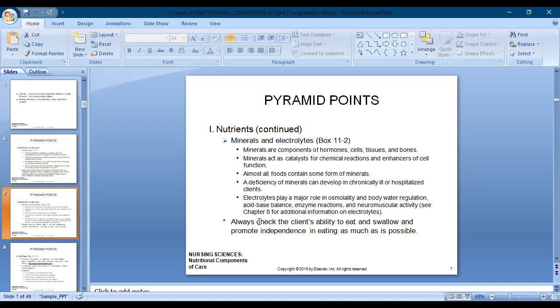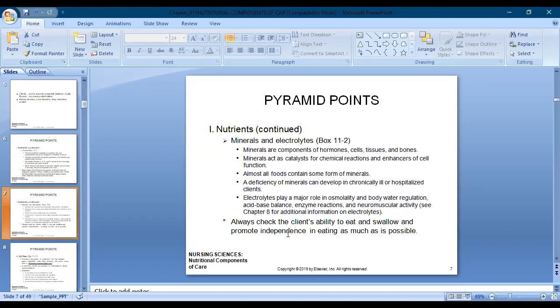Also, always check the client's ability to eat and swallow, and promote adequate eating as much as possible. So I said we are RNs, right? When we work in a rehab center, long-term care, or terminal care, the patient may be too old or have a disease. Sometimes the patient does not eat well or take enough fluid. So it is our profession, we have to be concerned about our patient.